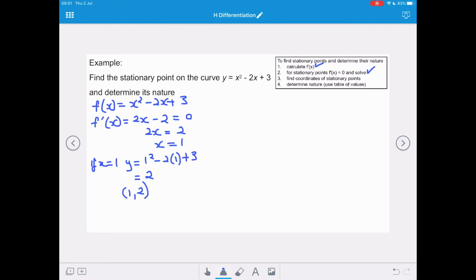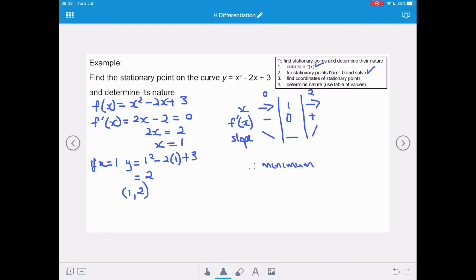We need to use a table of values or a nature table. So we set it up as x, and we have the numbers going up to 1 and beyond 1. And we need to look at what happens to the derivative of our function and what the slope is going to look like. So at 1, the derivative is 0 and the slope is flat. If we choose a value before 1, for example 0, and substitute that into our derivative, we get a negative value, so a negative gradient. And if we choose a number beyond 1, like 2, we're going to get a positive value for our derivative and a positive gradient. So you can see we have a minimum stationary point at our coordinate (1, 2), because you can see in the nature table that the gradient goes negative, 0, positive, forming a minimum stationary point.